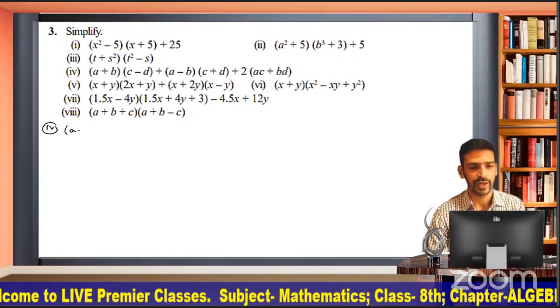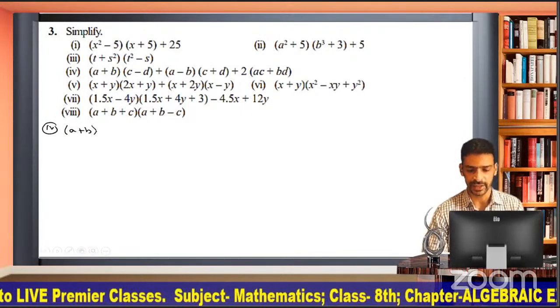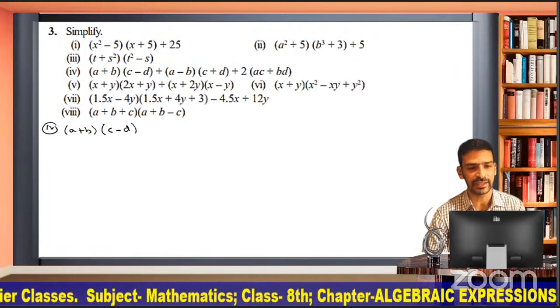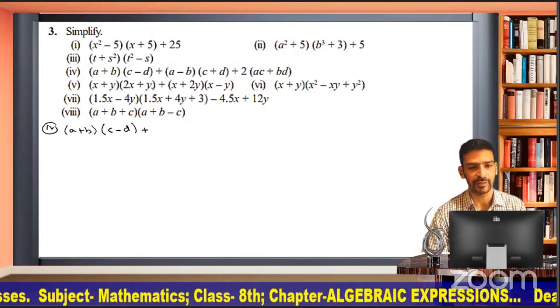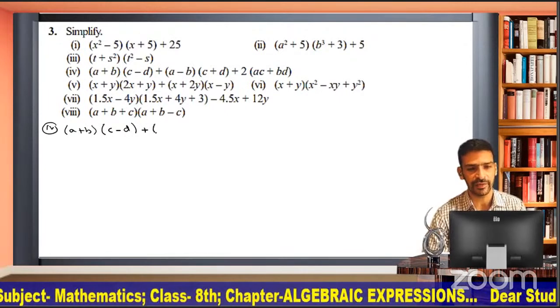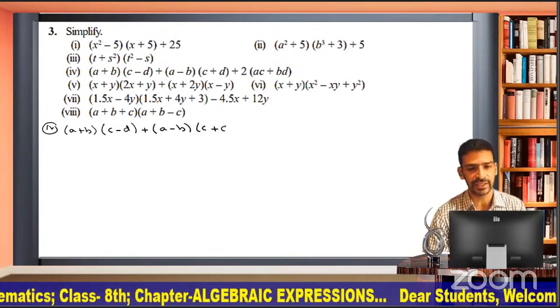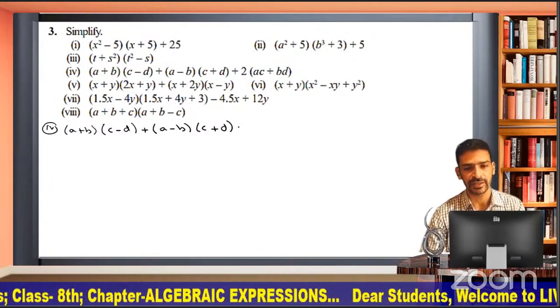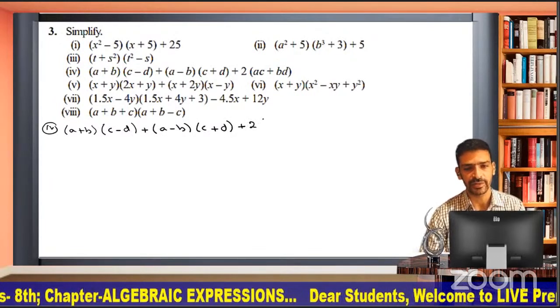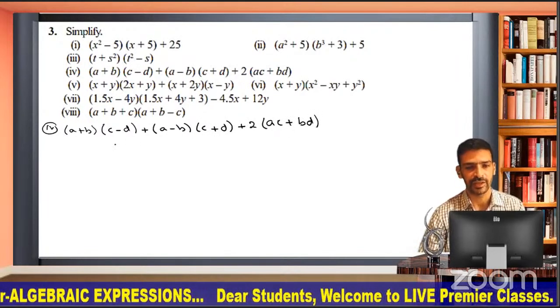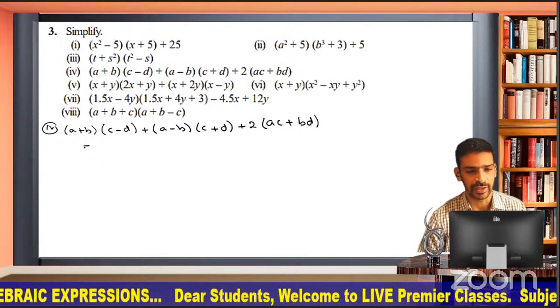We have a plus b, and c minus d. जल्दी से करते हैं। Then we have plus, we have a minus b and c plus d. Then we have plus 2 times ac plus bd. बहुत लंबा चौड़ा है। Equals.